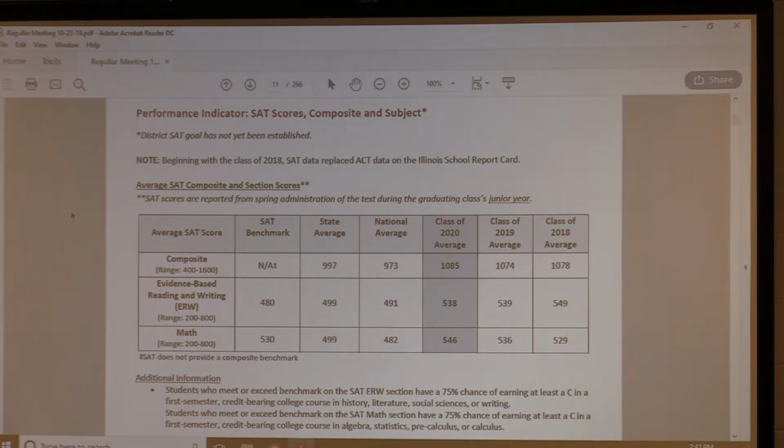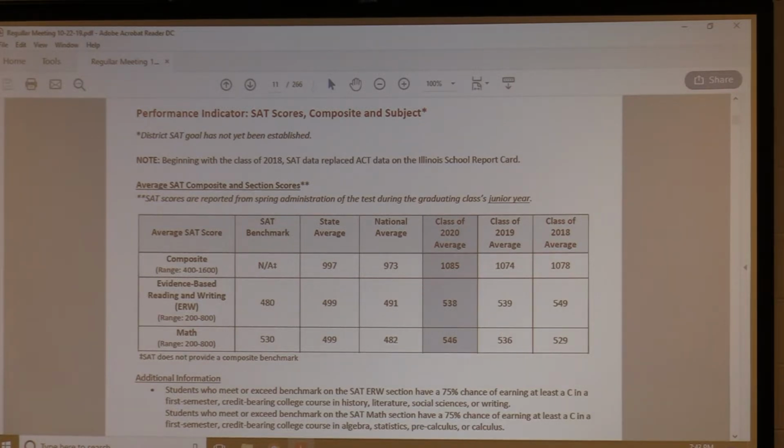The first document that you're going to see in your packet and board book details the SAT scores as the performance indicator. And while there isn't a current board goal associated with SAT, I know that that's something that's coming. And since it is the measure of assessment that is reported on the school report card, I wanted to touch on this first, because this is really one of the measures that the state of Illinois uses to determine how well our school is doing.